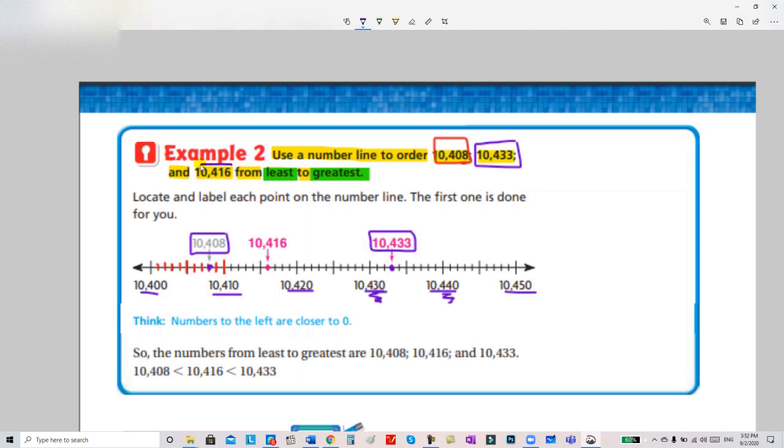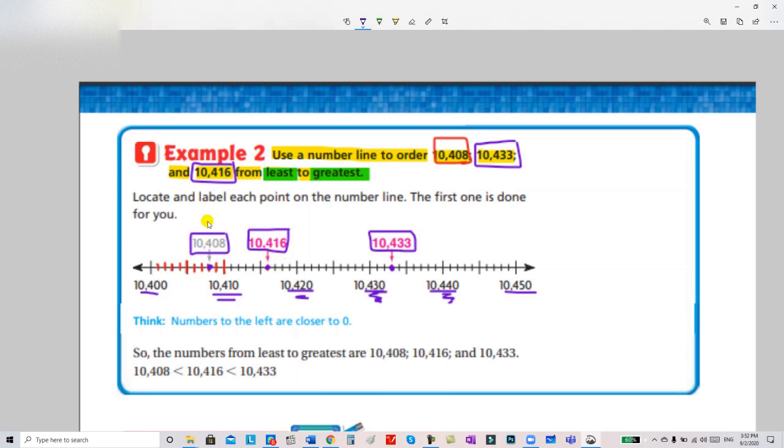Let's move to the third number here, 416. 16 is between 10 and 20, of course. So let's count between 10 and 20 here. It will be 411, 412, 413, 414, 415, and 416. So this is our third number.